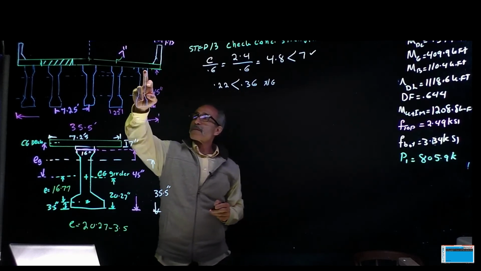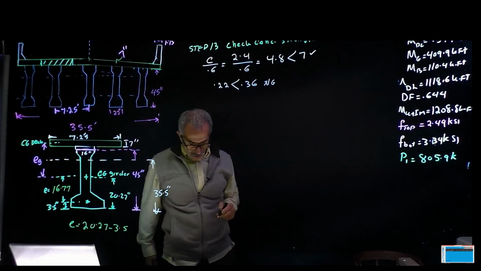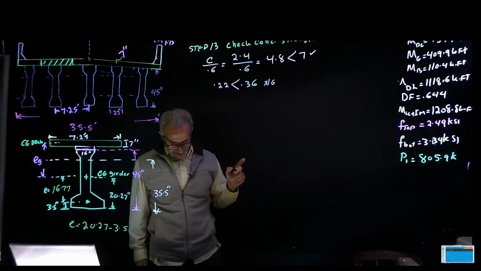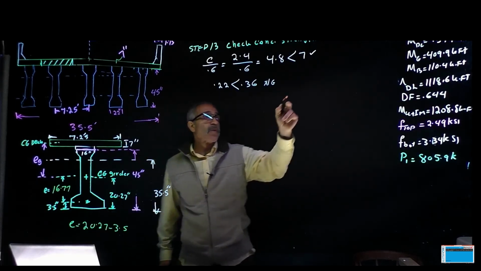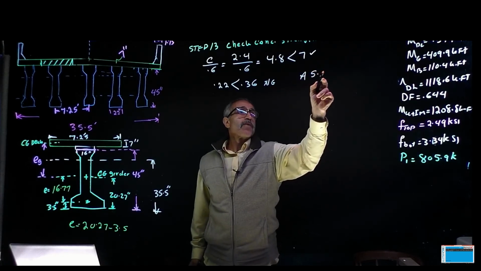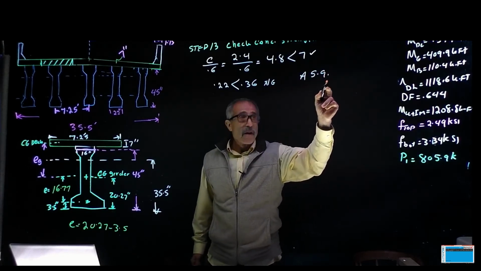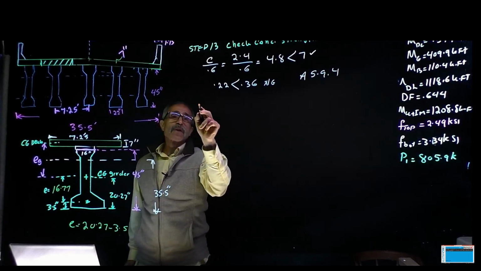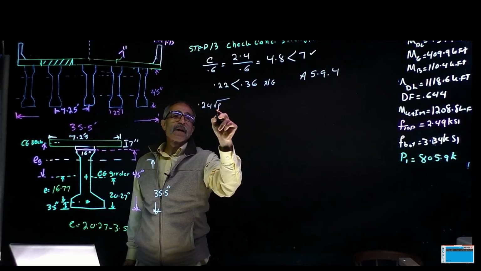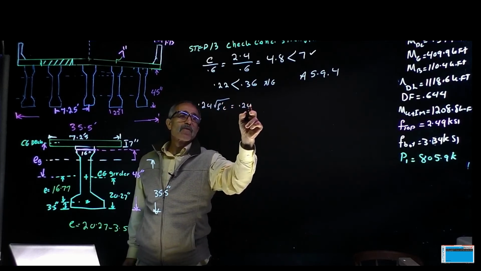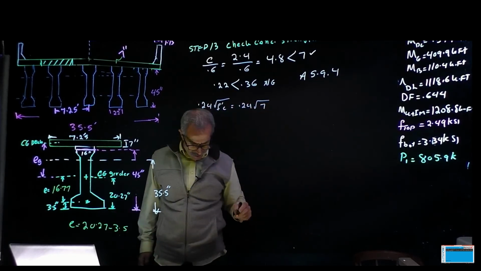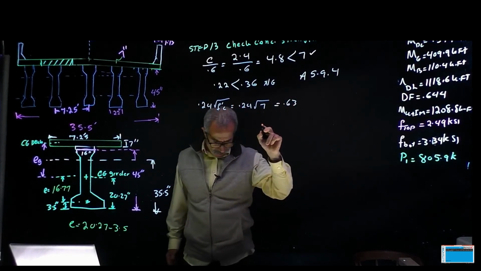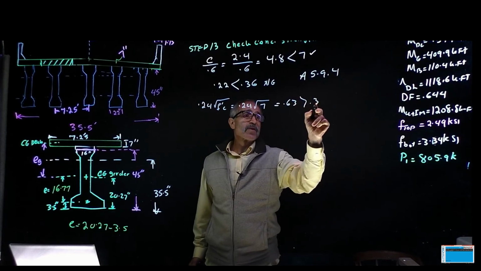So we got to add some rebar to the top to make up for it. And max tension for AASHTO 5.9.4, we're going to say 0.24 times f'c, which became 2.4 times 7. In our case, it's going to be equal to 0.63, which is more than 0.36, so it is okay.